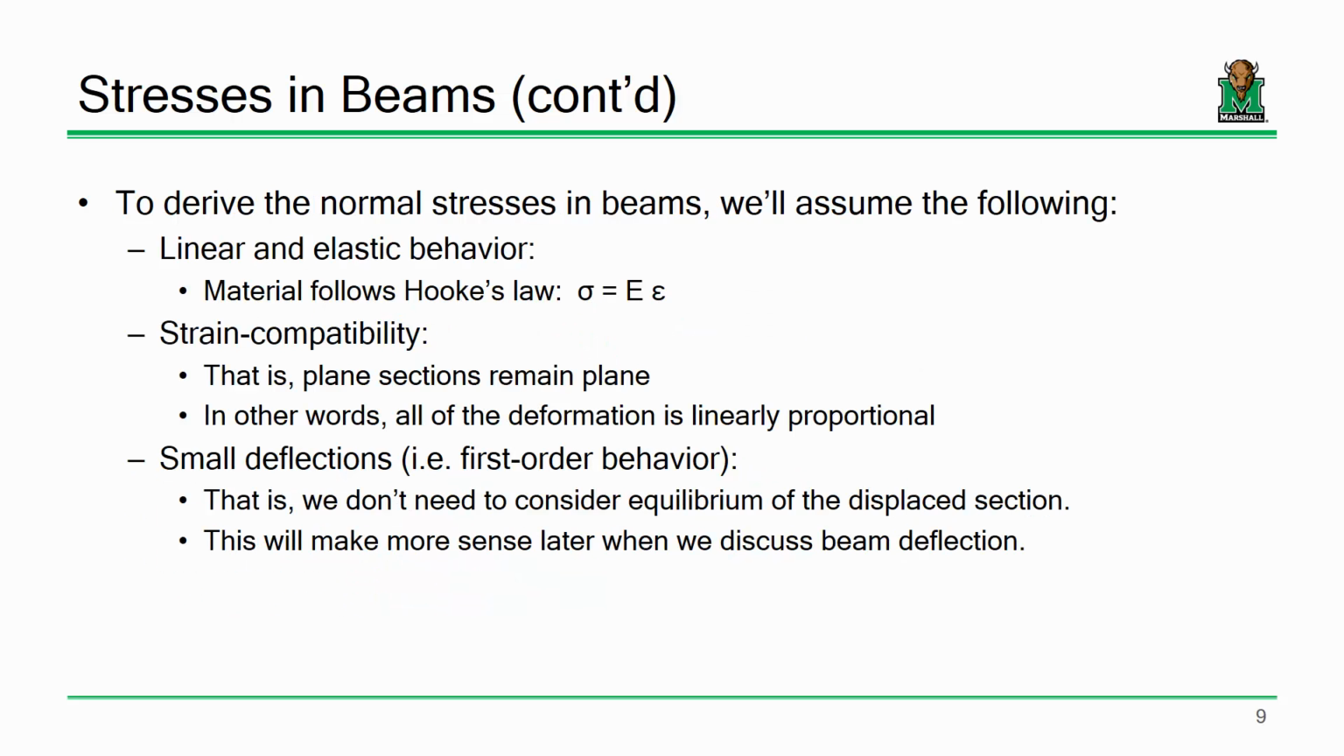Okay? Now, to derive the stress equation for beam bending, we've got to make a few basic assumptions. So we start off assuming linear elastic behavior, you know, Hooke's law. Everybody should be okay with that. We assume strain compatibility, plane sections remain plane. In other words, all we're saying is that from the centroid, the deformation is proportional. And we assume small deflections, which we'll probably spend a little bit of time talking about, this idea of small deflection versus large deflection theory, because that can get pretty funky if you've got some second-order effects that you need to consider, which definitely happen.